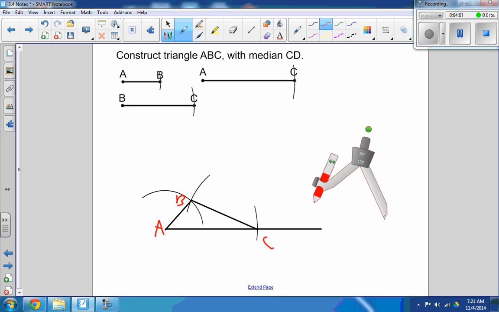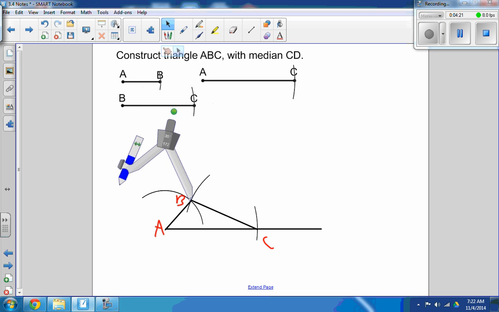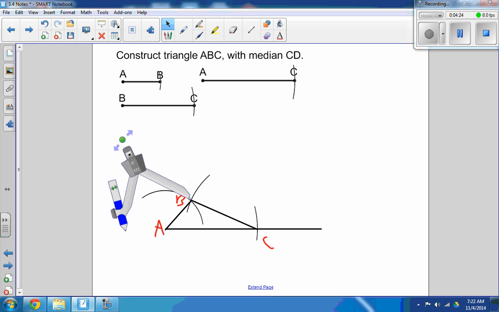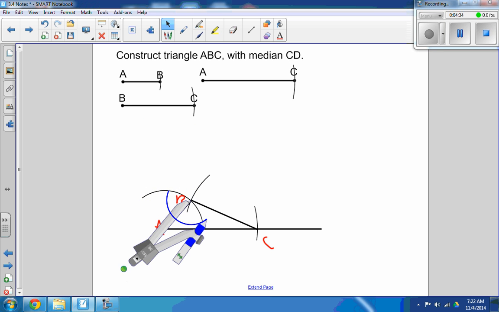If you remember, the median is at the midpoint. So let's go ahead and find that midpoint. What we're going to do is the perpendicular bisector. Remember, for the perpendicular bisector, you create an arc that's a little bit past the middle of the segment. And that looks like it's a little bit past the middle of the segment. I'm going to make an arc on both sides. I do the same thing on the other side.